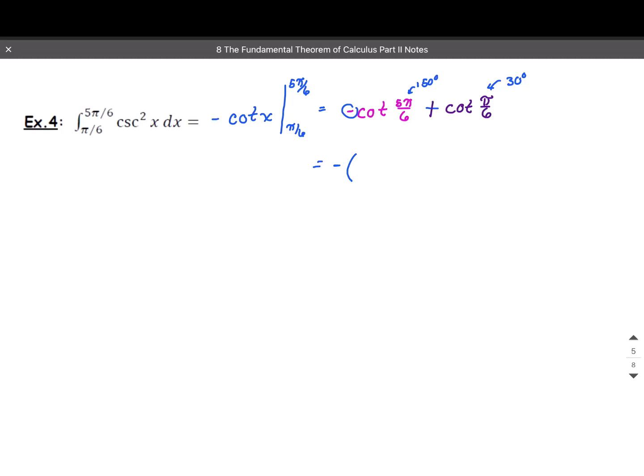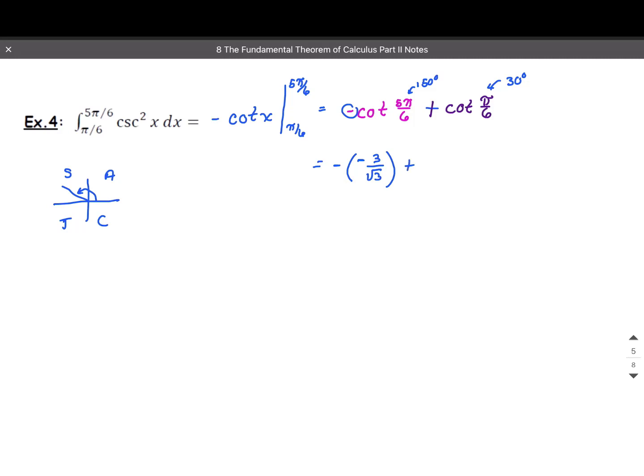Cotangent's the reciprocal of tangent, right? So 150 degrees is in quadrant 2. So think about this. 150 is here. Quadrant 2, all students take calculus. Tangent is negative in that quadrant. The reference angle is 30 degrees. The tangent of 30 degrees is radical 3 over 3, but we have the cotangent, so we take the reciprocal. So we have the negation of negative 3 over radical 3. Whew, a lot of trig there.